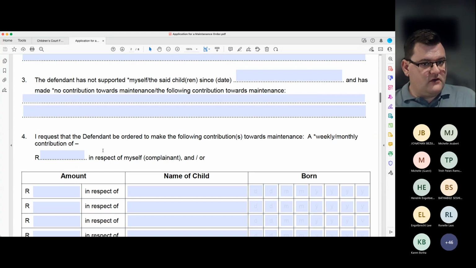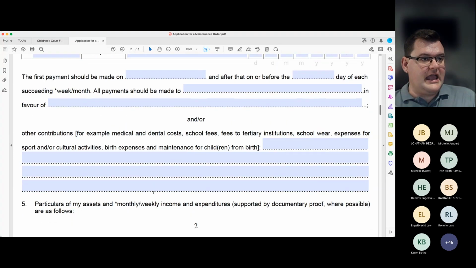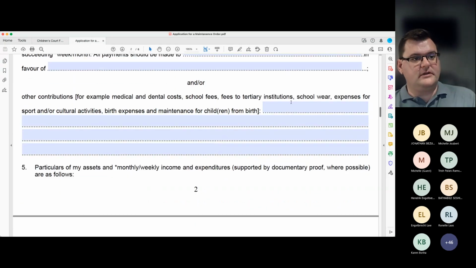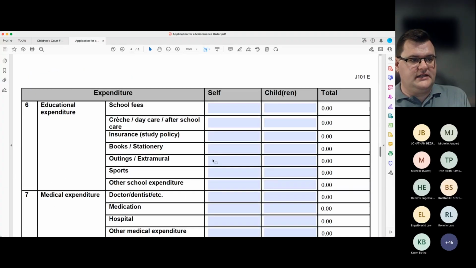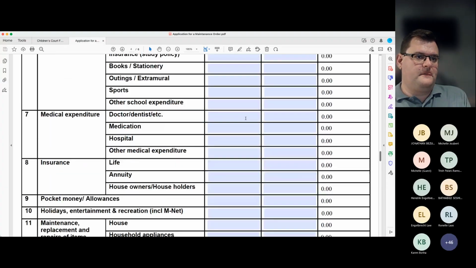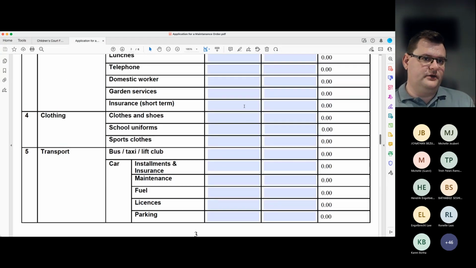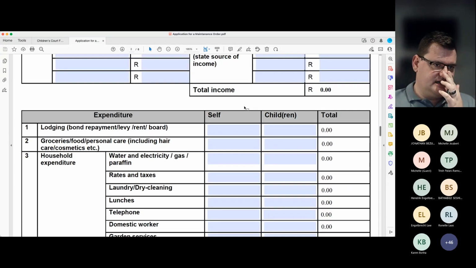Then you ask in terms of what contribution you want to claim, when it should be made, which day, which account number, all payments to third parties you can set out there. And then, folks, this document is magic. Even as a back office document for clients, if you want to get a good idea of their financial position in terms of income and expenses, this contains a good rundown of the maintenance expenses.